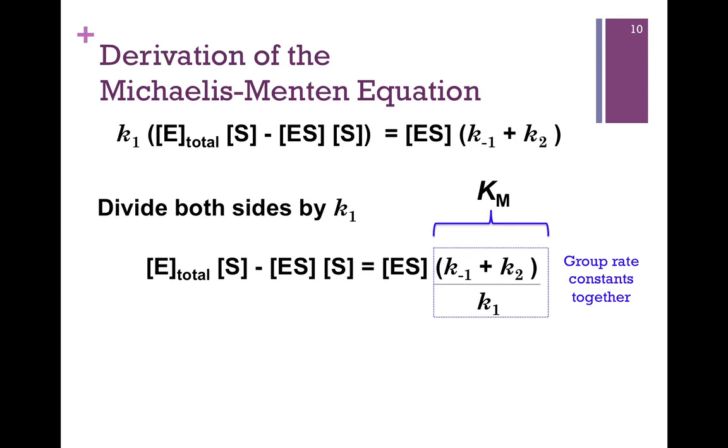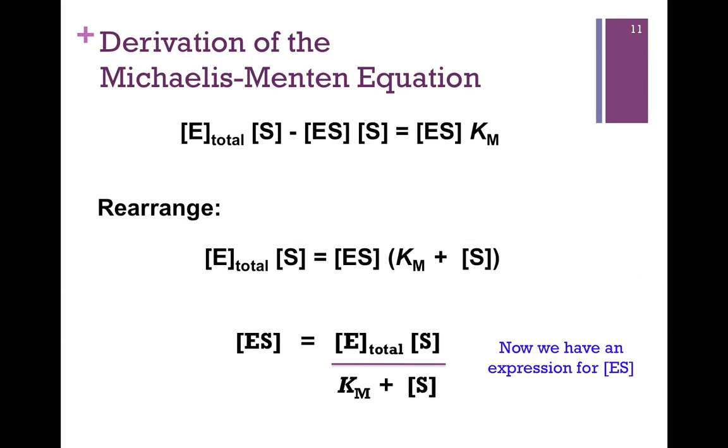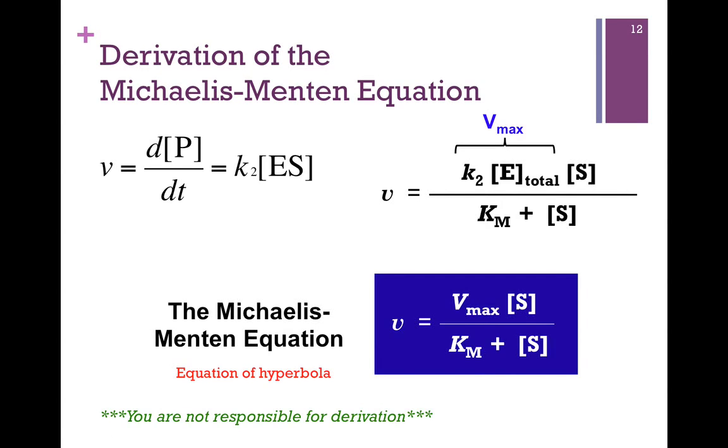We're going to return to this in just a little bit. So here's our simplified expression. We're going to rearrange, do a little algebra, and now we have an expression for the concentration of ES. This is exactly what we were moving towards. And so now we can replace the concentration of ES term with something we can actually measure. So here's our expression for velocity, K2 times ES. Now we're going to replace the term we just developed, and here's our expression for velocity.